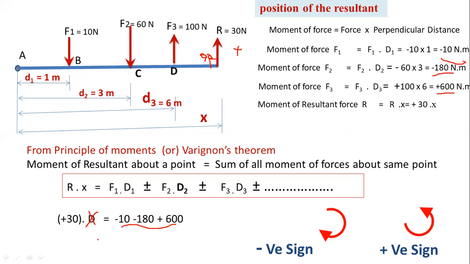So the value is x equal to 13.66. This is the position of the resultant. Resultant force R equal to 30 newtons acting at a distance 13.66 meters from the point A.